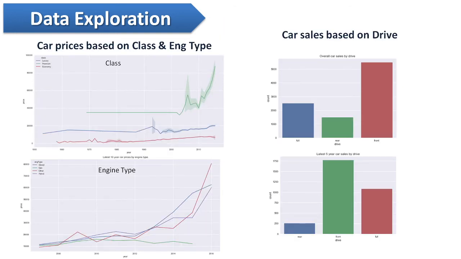Let's move on to the next. This particular line plot describes the car sales based on class and engine type. So we are considering two variables now: we want to know the price of the car based on class, and the price of the car with respect to engine type. You can see the price of the premium cars. The name itself says it is skyrocketing, but interestingly we observed that premium car sales are also increasing despite the price.